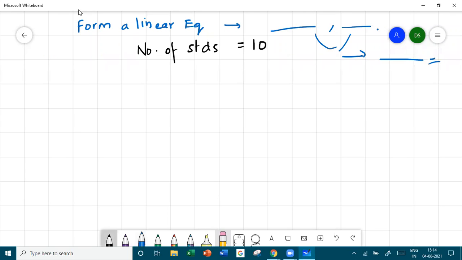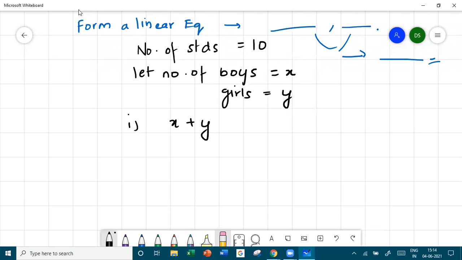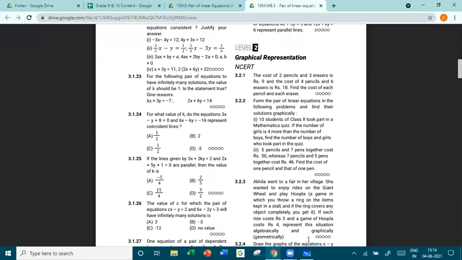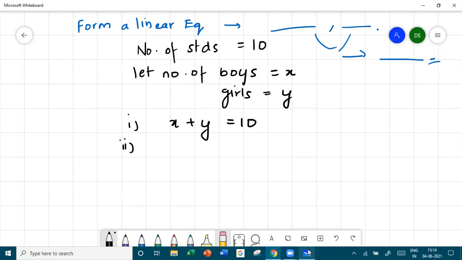Okay, so number of students is 10. If you take number of boys as x and number of girls as y, you arrive at two equations. One is x plus y is equal to 10, right? Total number of students is 10. And the other one would be that number of girls is 4 more than the number of boys. Yeah, I think one of you made a mistake here. 4 more than means 4 plus something. 4 times means 4 into something, right? Be careful with those wordings.